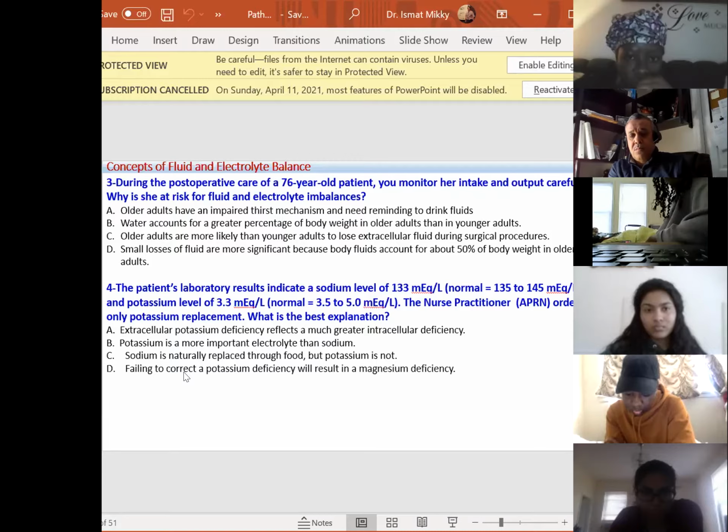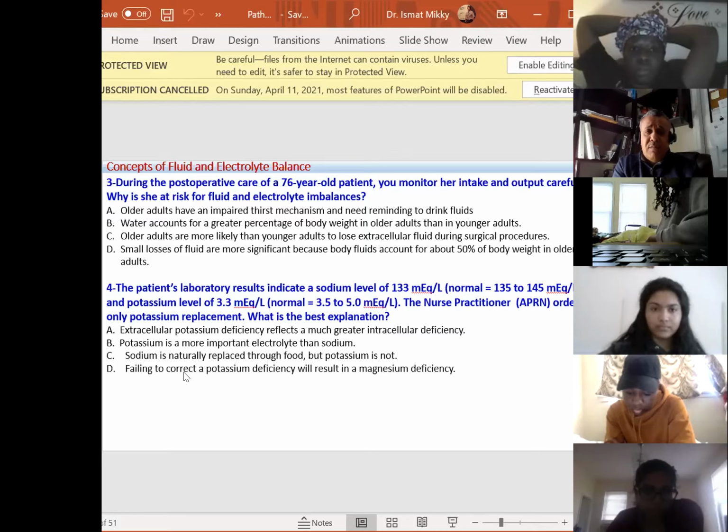I would say B. Both potassium and sodium are important electrolytes, none of them more important than the other. Potassium will result in more serious complications, but both are important at the same level. D. I would say A. A, yes. We said B is not incorrect.